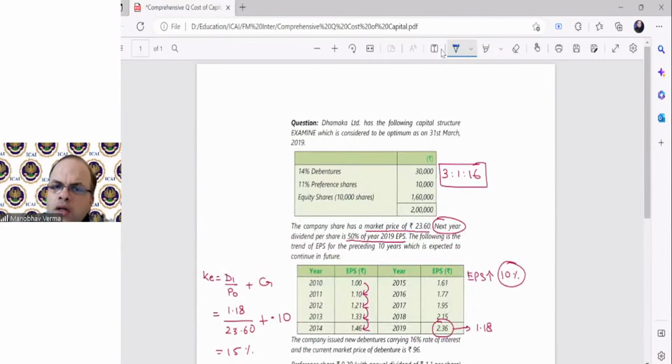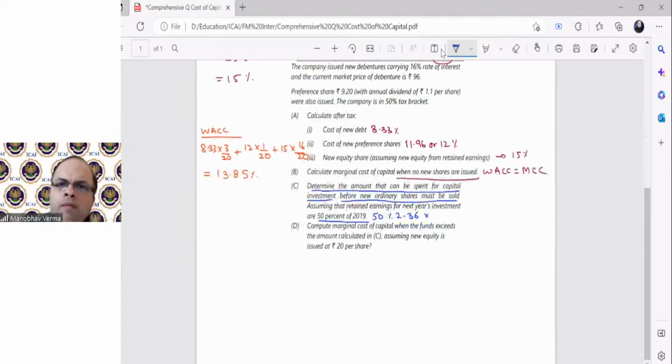So 2.36 into 10,000, or what? How much is your number of shares? So can we say this is 11,800? Sharon, we are looking at the question on the screen.